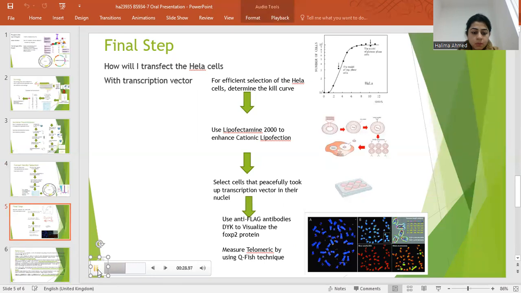Finally, telomeric measurements are conducted using a Q-FISH technique, providing a quantitative analysis of telomere length and offering insight into the impact of the expressed gene on telomeric dynamics in HeLa cells. The comprehensive strategy ensures precise transfection, effective selection, visualization of the expressed protein, and detailed study of potential effects on telomeres in HeLa cells.